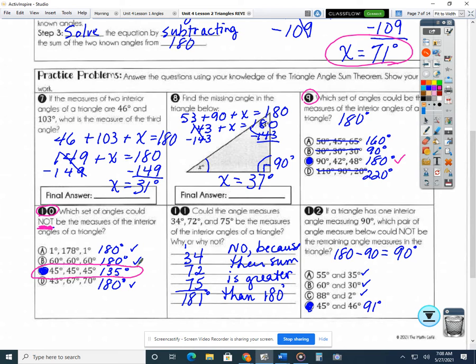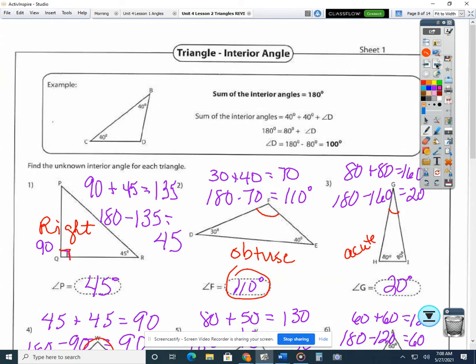For 11, again, they're asking you, could these be the angles on a triangle? Why or why not? And you must give your explanation why. And then for number 12, they give you one angle and ask which set of pairs could not be the remaining. So you have to pay attention and make sure that you are using your information. Below that on page 90, or the back side of that page, you had some more practice problems.